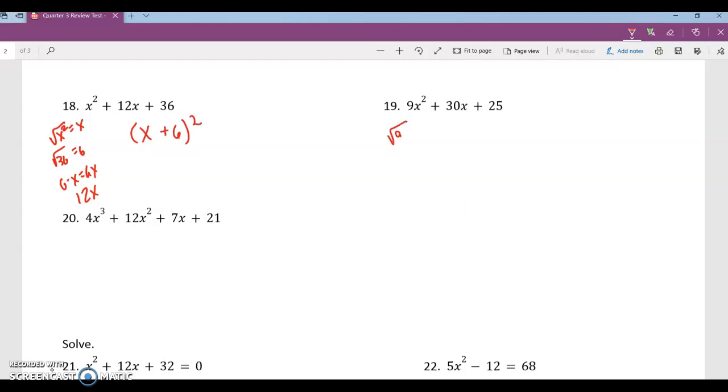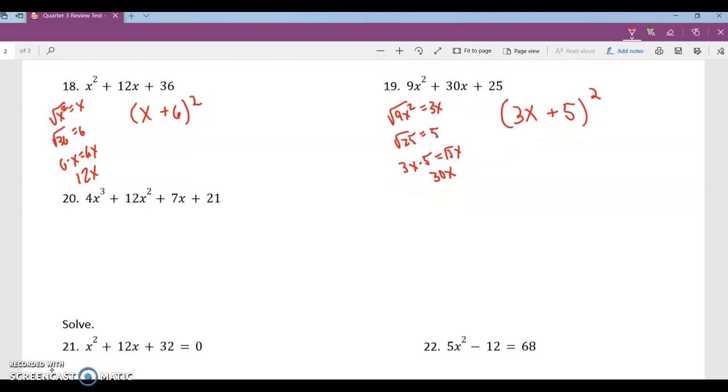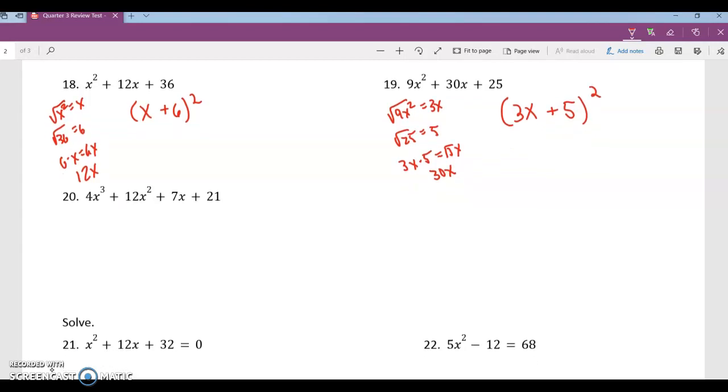Likewise for number 19, I see all these perfect squares. The square root of 9x squared is 3x. The square root of 25 is 5. 3x times 5 is 15x. Double that, I get 30x, so the middle is right. This must be 3x plus 5 squared. And if you didn't see that, you have to spend a little extra time. You go through and you factor it like a difficult trinomial.